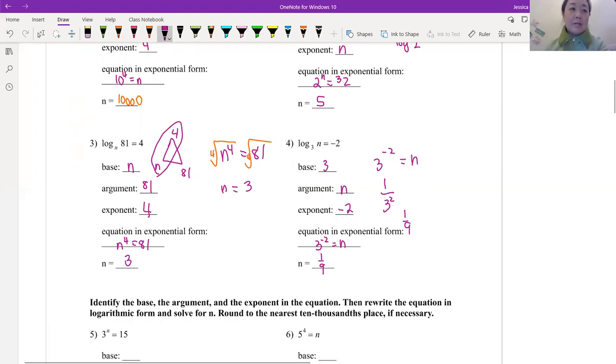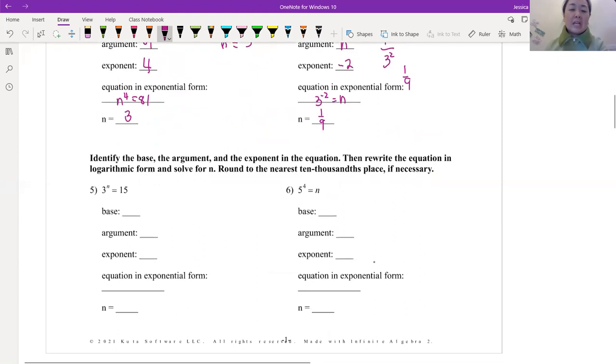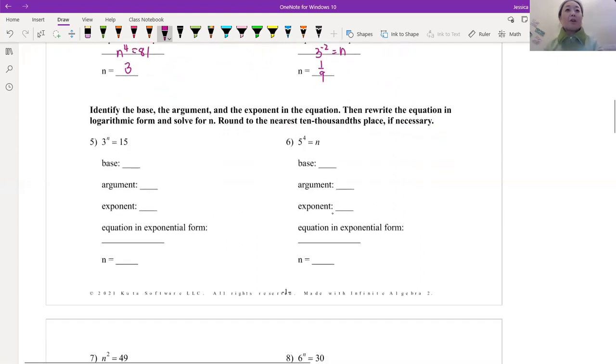Don't change that to decimals, because that gets kind of weird and tricky. We don't want that. All right, so here we go. It says identify the base and argument. Oh, this sounds very familiar, right? It says, and then rewrite the equation in logarithmic form and solve for n. Round to the nearest 10,000th place if necessary. So if we need to, round to 4 decimal places. That's the 10,000th place.